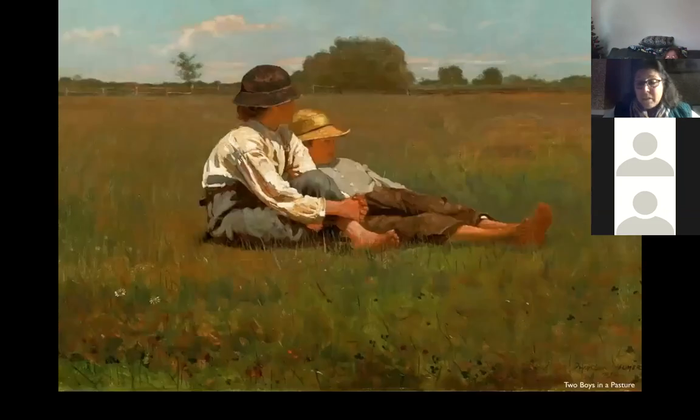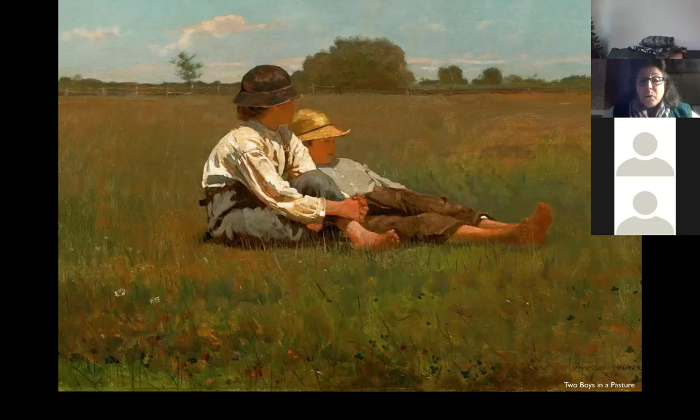And this next image has another little story behind it. It's two boys and a pastor. And again, he did a great series of these paintings. This painting is in oil that was translated. He did a series of these paintings. It was translated from drawings and watercolor sketches.